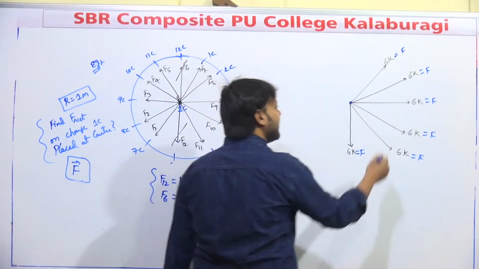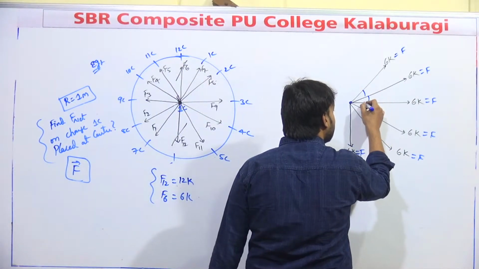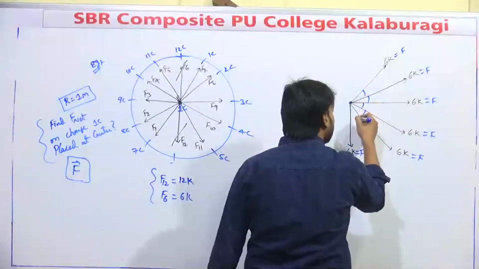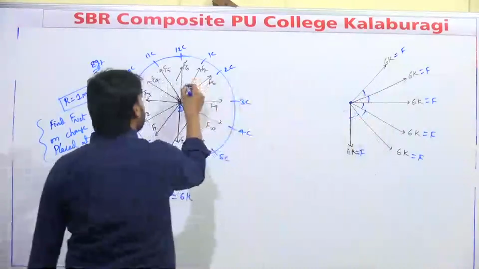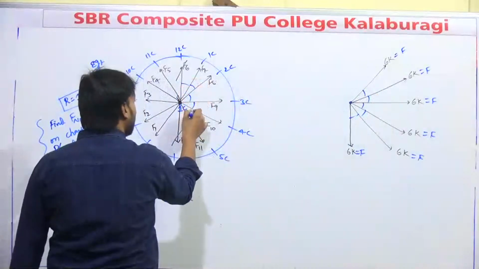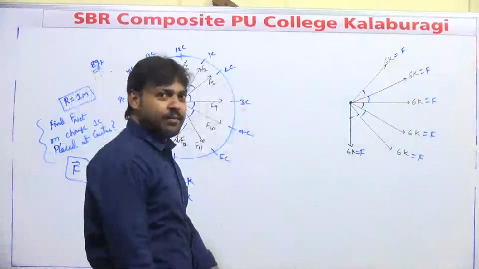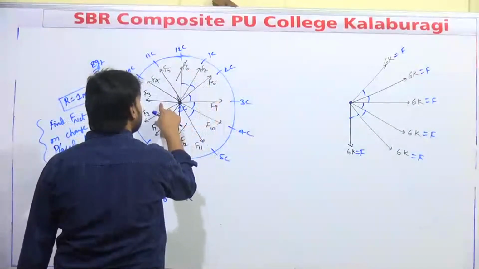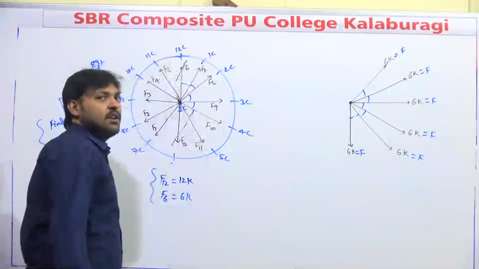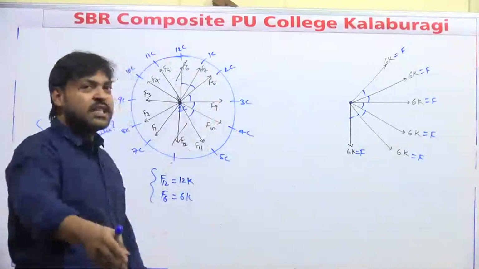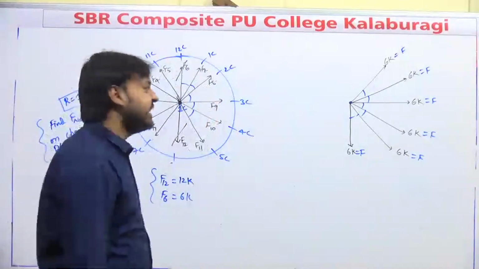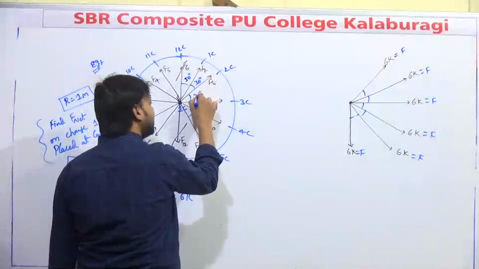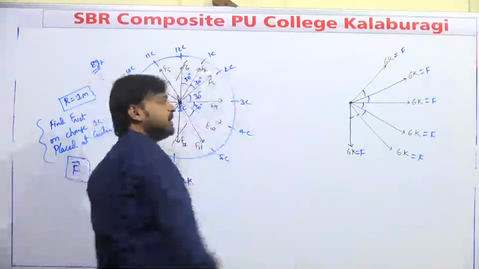So what is the angle between them? Answer yourself. So here, what will be the angle between all the forces? The total angle will be 360, right? Now we have to divide into how many parts? 1, 2, 3, 4, 5, 6, 7, 8, 9, 10, 11, 12. So 360 divided by 12, how much? 30 degrees. So each and every angle will be 30 degrees.